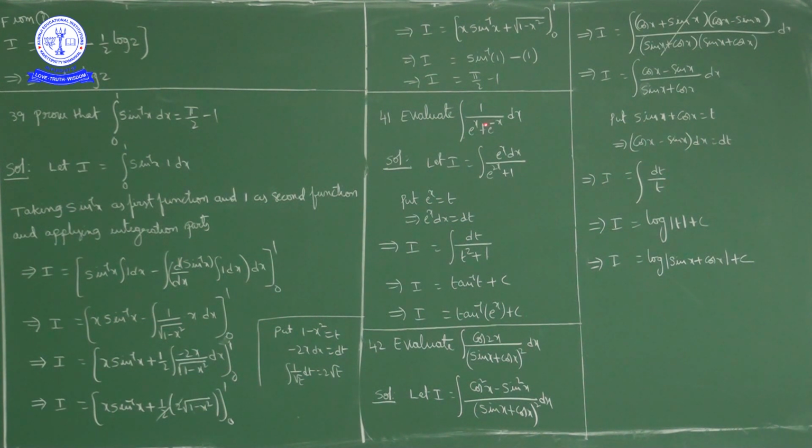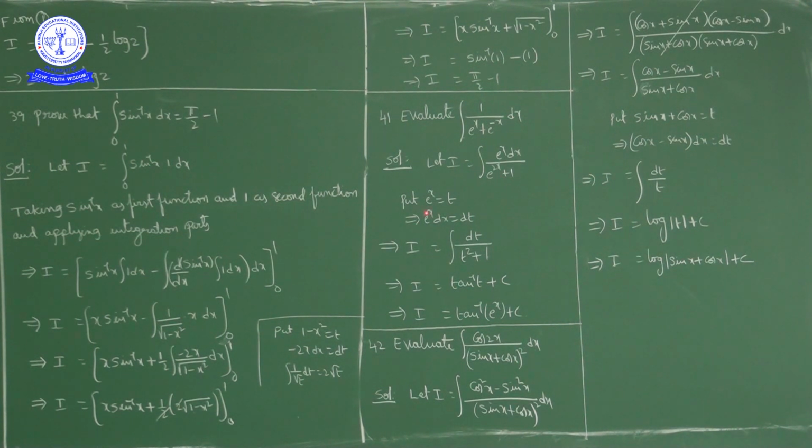Now here e power minus x we can write as 1 by e power x. If you take LCM, e power x comes in the denominator, e power 2x plus 1 upon e power x in the denominator. So this e power x comes to numerator. So I reduces to, I is equal to integral e power x dx upon e power 2x plus 1.